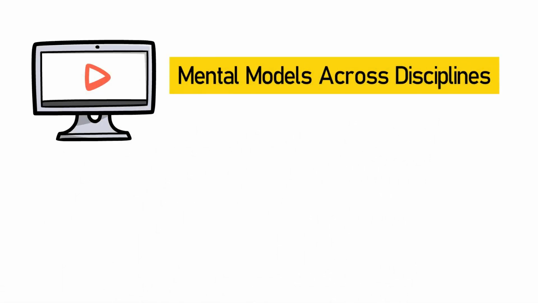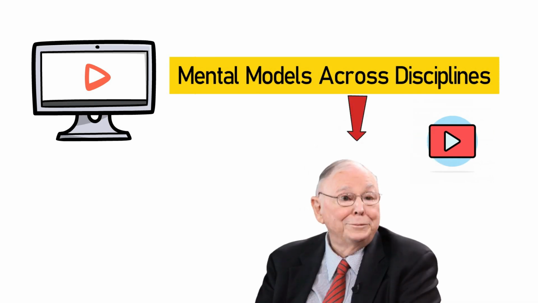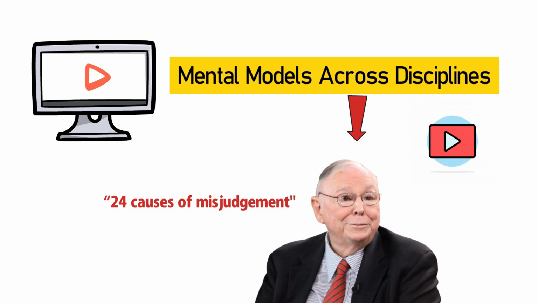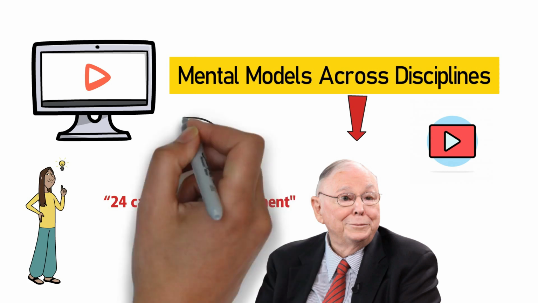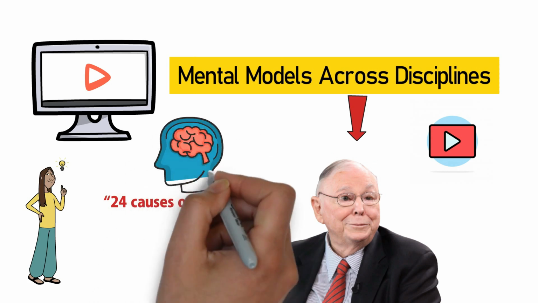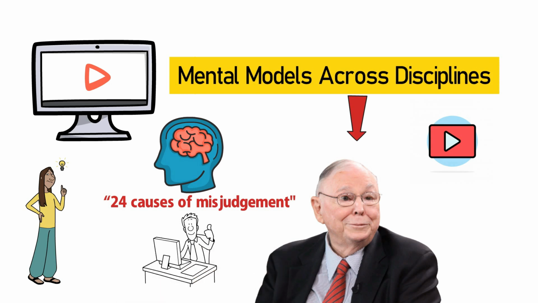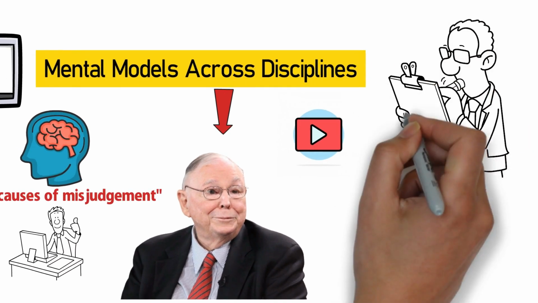Today we'll be taking a look at mental models across disciplines. In this channel I've showcased the mental models from Charlie Munger, which talks about his 24 causes of misjudgment. This set of mental models are just a subset of mental models that he extracted from human psychology. In this video, I'll cover the exhaustive list from different disciplines.